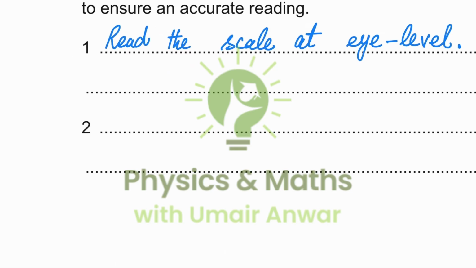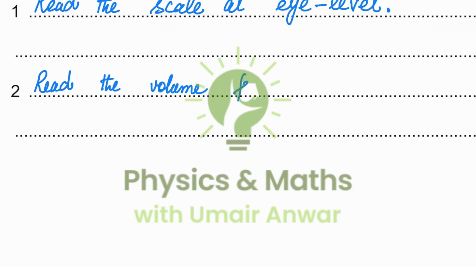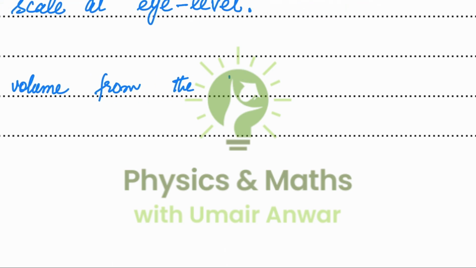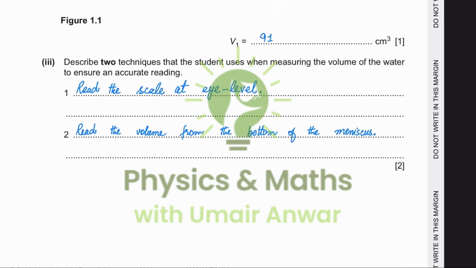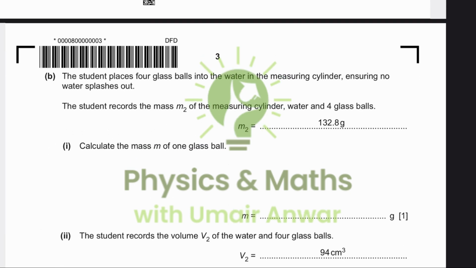And the second thing is the student must read the volume from the bottom of the meniscus. If the student reads it from the top of the meniscus, again, that is not going to be an accurate reading. The next part says the student places 4 glass balls into the water in the measuring cylinder, ensuring no water splashes out. So this is done very carefully.